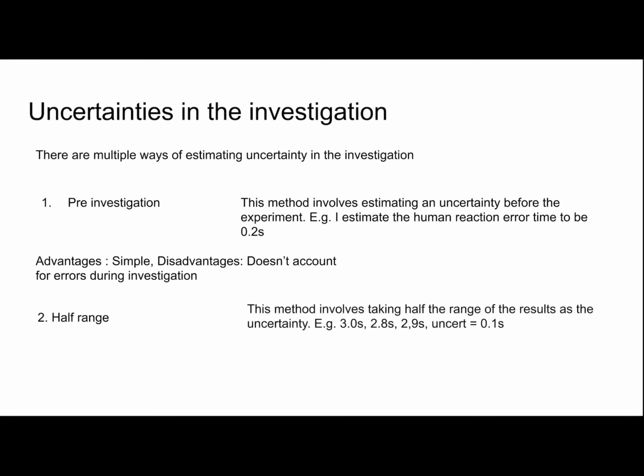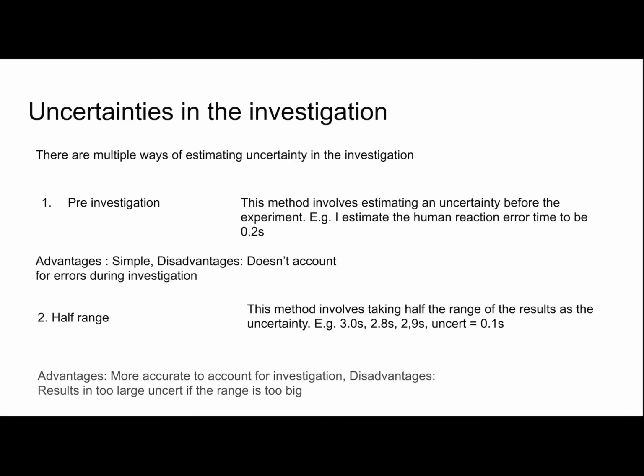Okay, so the second one you could do is half range. This method involves taking half the range of the results as the uncertainty. E.g., if we have a set of data, 3 seconds, 2.8 seconds, and 2.9 seconds, the uncertainty is 0.1 seconds. The largest value is 3 seconds and the lowest value is 2.8 seconds. 3 minus 2.8 is 0.2, taking the half is 0.1 seconds. So that would be the half range method.